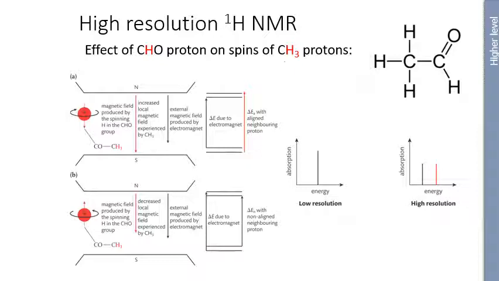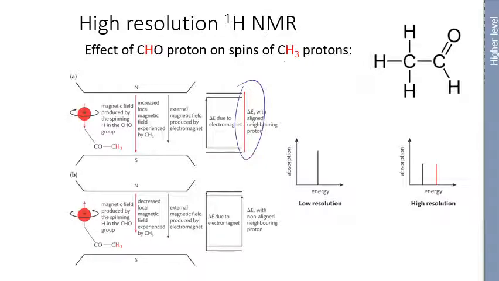So in the first example, the magnetic field produced by the spinning proton on the aldehyde group is clockwise. This increases the local magnetic field strength experienced by the protons on the methyl group, because it aligns with the external magnetic field produced by the electromagnet. Okay, so delta E gets larger.